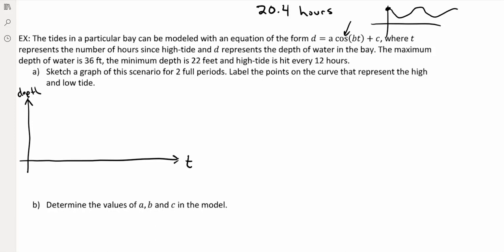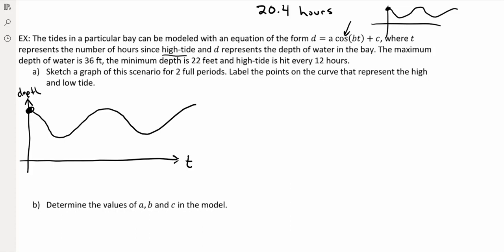And so we're going to be starting at the peak. And it even said that. It says the maximum, and so on. Oh yeah, D represents, what did it say? Where T represents the number of hours since high tide, right? So high tide is where we're starting. And then this thing comes down, all the way to the bottom, and then up again, and then down, and then up again. And that's probably good enough for now.